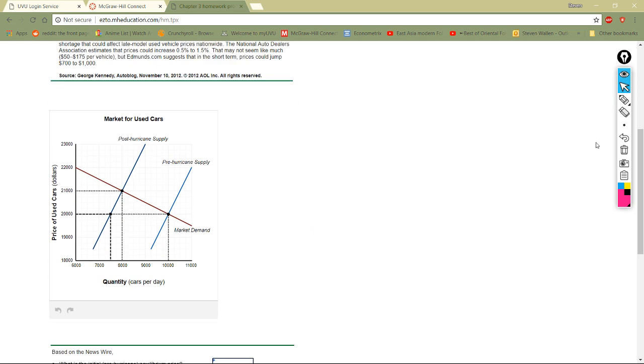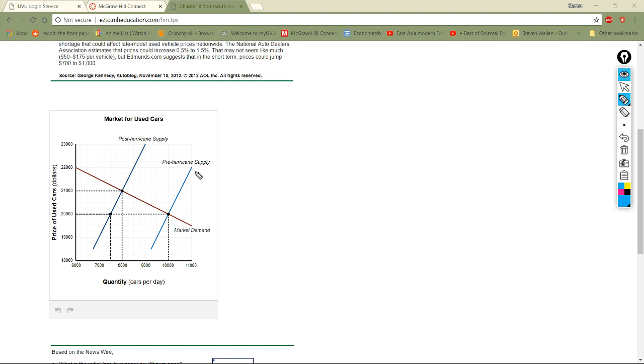So let's go ahead and see what we have here. So this is kind of confusing. They're giving us one market demand line, okay, which makes sense because regardless of whether Sandy happens or not, your demand with all information we have is staying the same, okay? Before the hurricane and after the hurricane, I still have a need for a car to get to work or to go around and do things. So they're having the market demand stay the same.